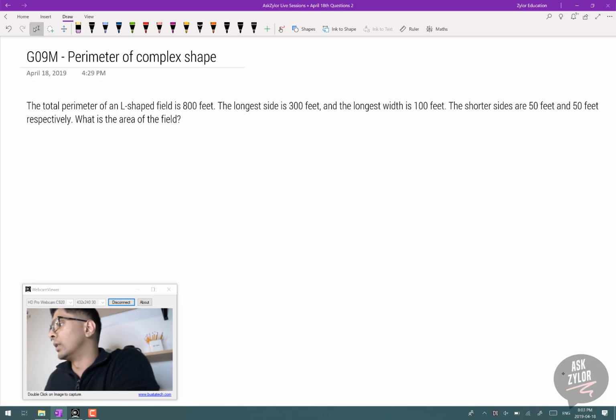So the first question is dealing with a grade 9 question. It's dealing with the perimeter of a complex shape. The total perimeter of an L-shaped field is 800 feet. The longest side is 300 feet and the longest width is 100 feet.